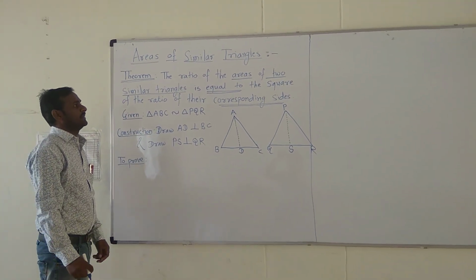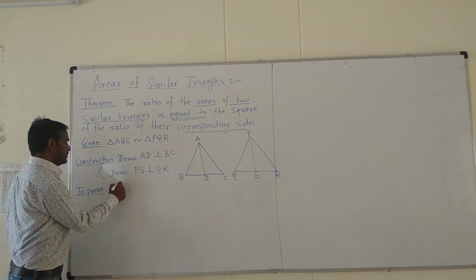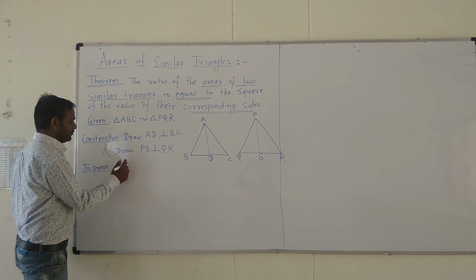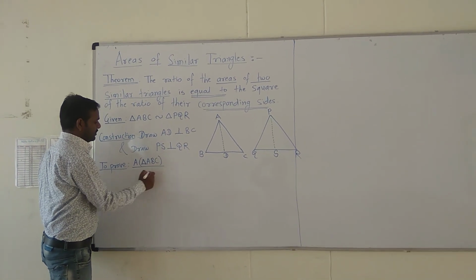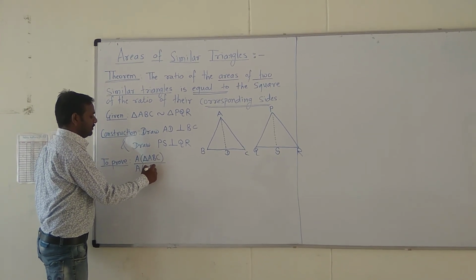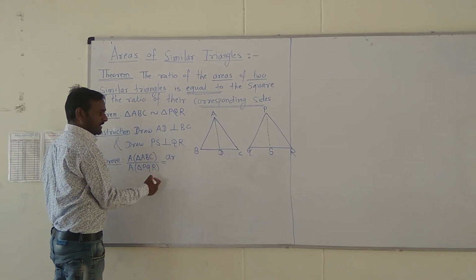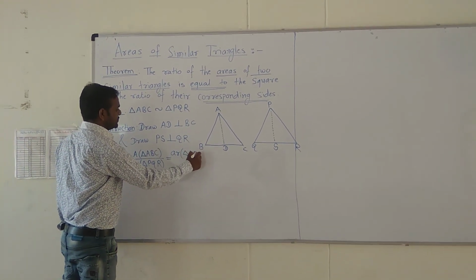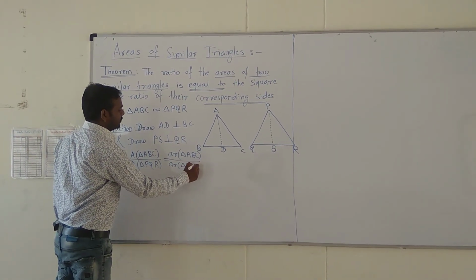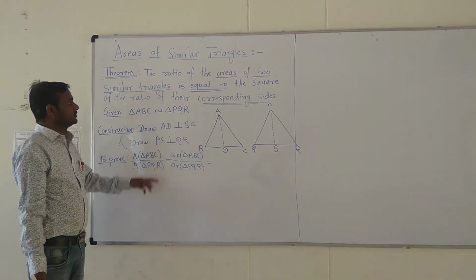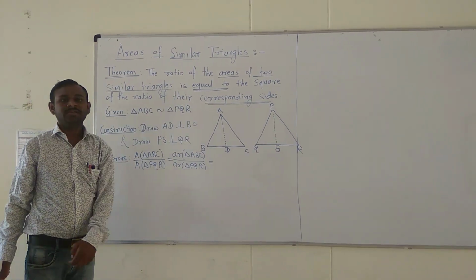Now we have to prove the ratio of the areas of two similar triangles. That means we have to write: area of triangle ABC upon area of triangle PQR is equal to the square of the ratio of their corresponding sides.